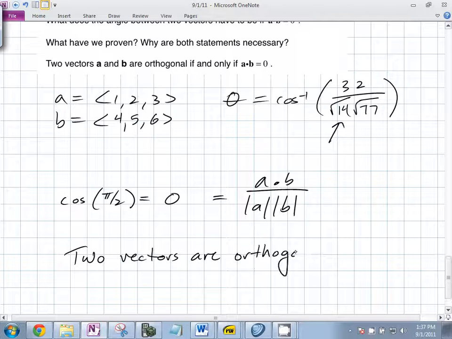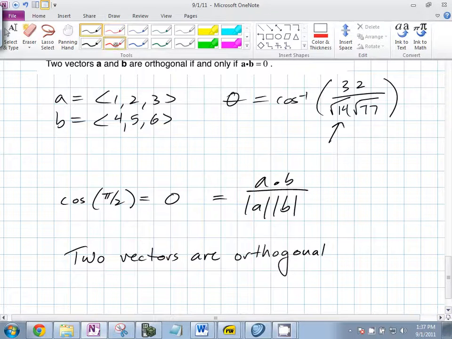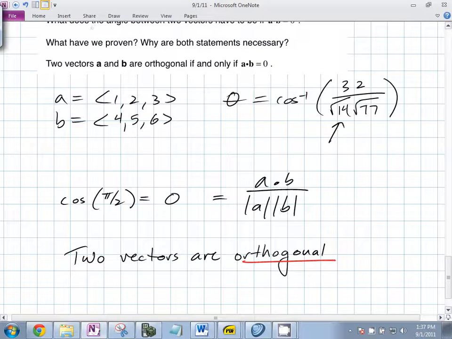How many people have seen that before? Orthogonal? Yay, you're learning something. All right. Yeah, SAT vocabulary. Two vectors are orthogonal if and only if their dot product is 0.